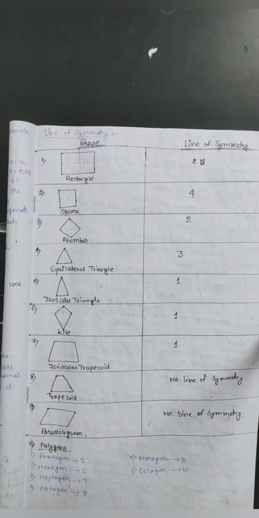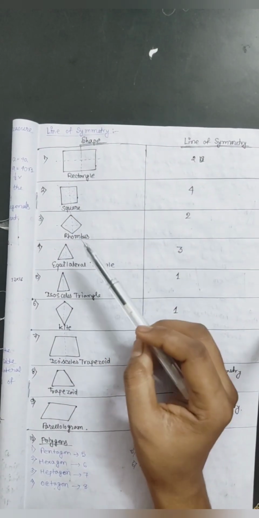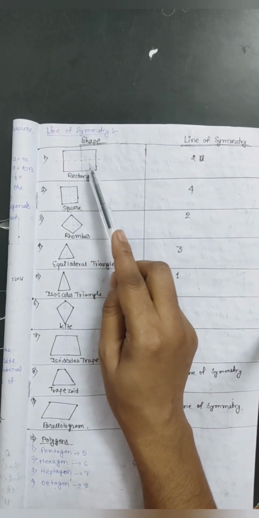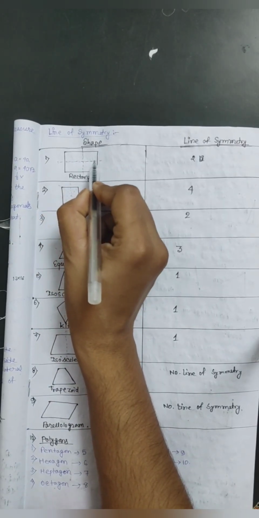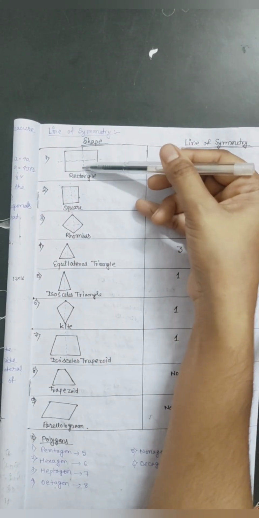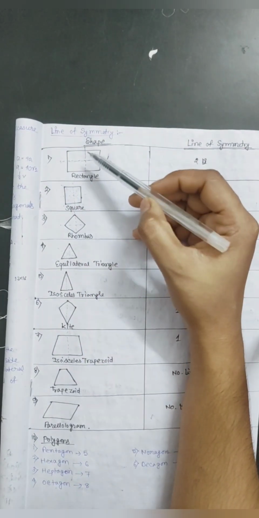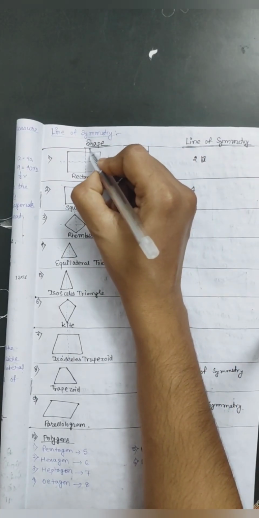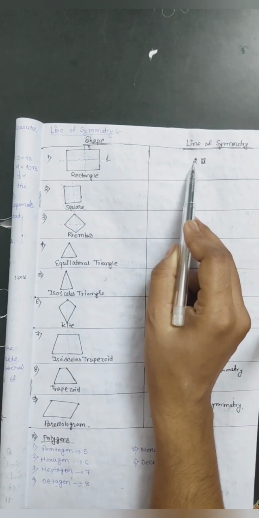Line of symmetry means that line which divides the figure into two similar parts, or two equal parts. Here I draw the figure of a rectangle. The lines of symmetry of a rectangle are, if we divide the rectangle vertically by this line, then we get two equal parts, this one and this one. So that is one vertical line, and if we divide this rectangle by this horizontal line, then we get the second line of symmetry. So in a rectangle there are two lines of symmetry.